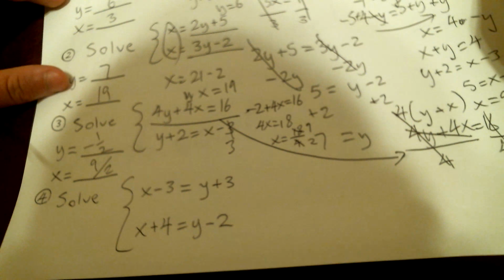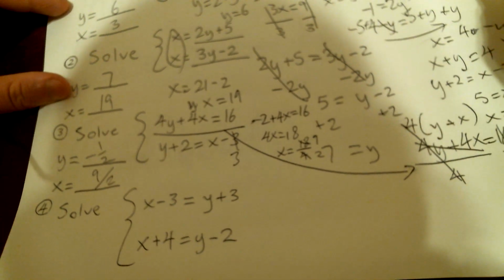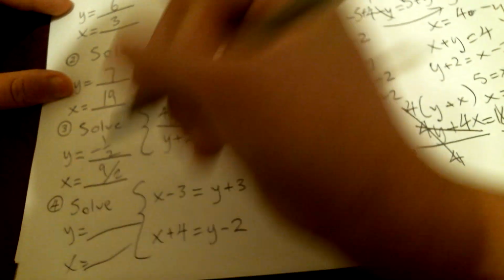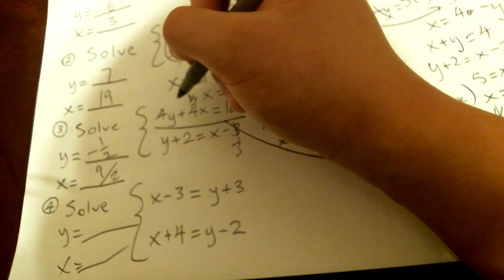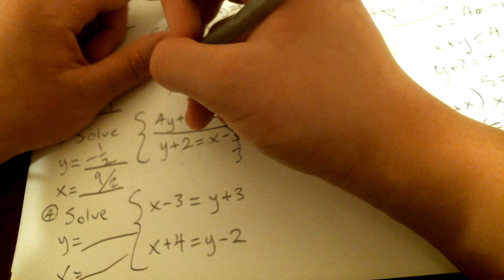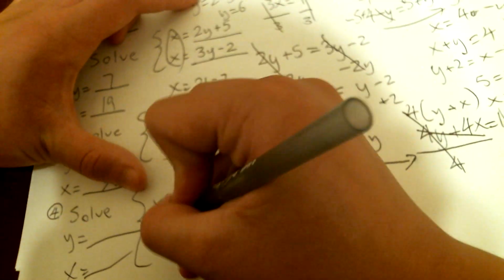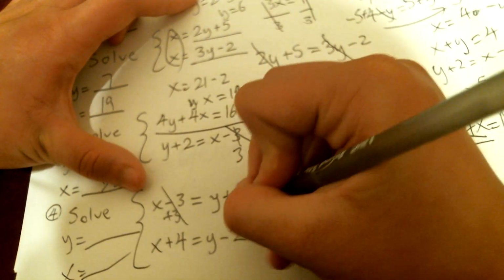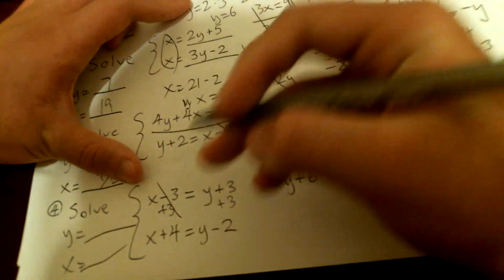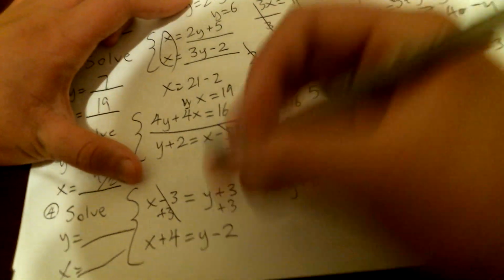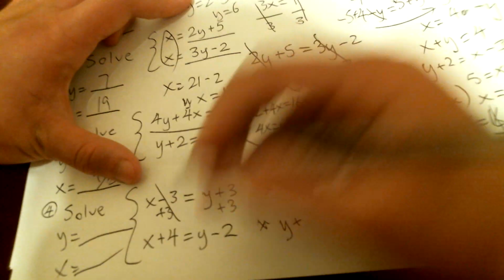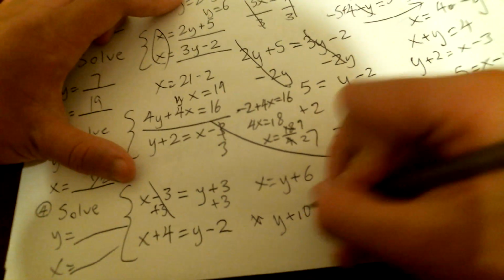Alright, so let's move on to the very last one, which is the fourth one. So x minus 3 equals y plus 3. First thing we can do is add 3 to both sides. So this will be x equals y plus 6. And then we can plug this into the second equation, which is y plus 6 plus 4 equals 10.